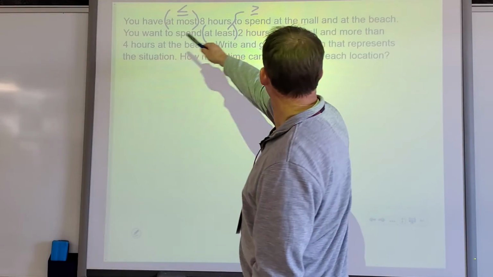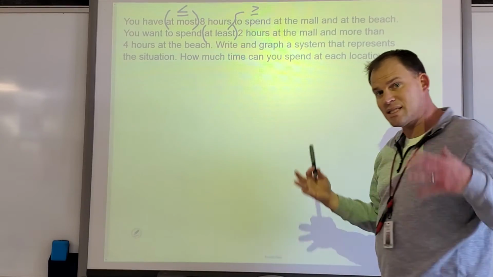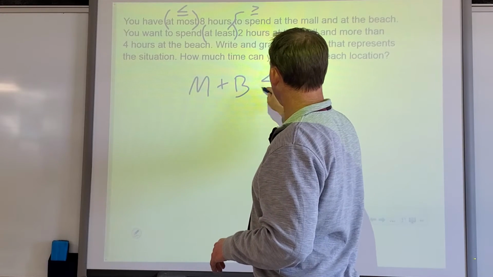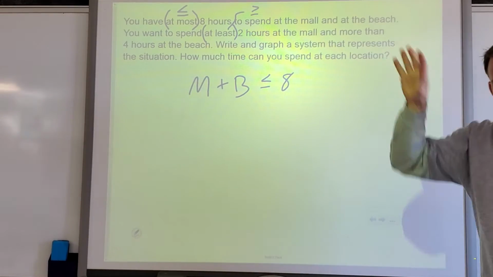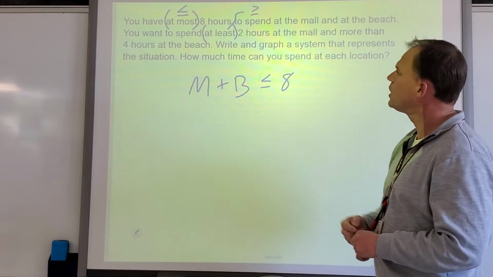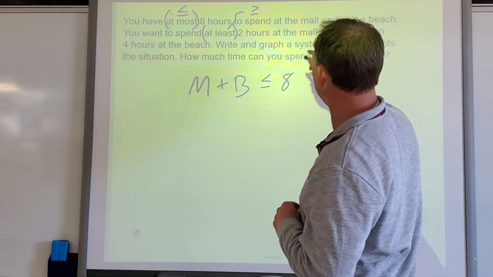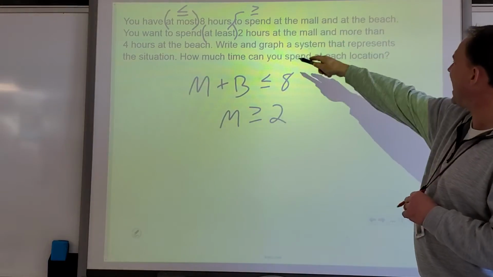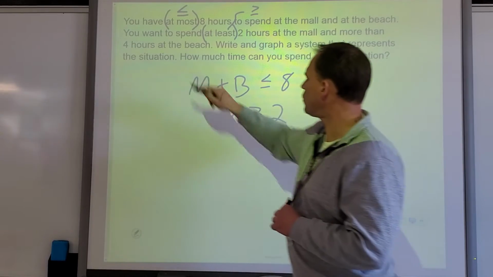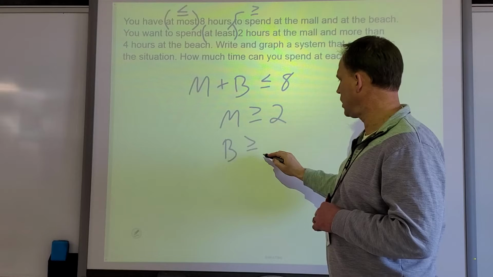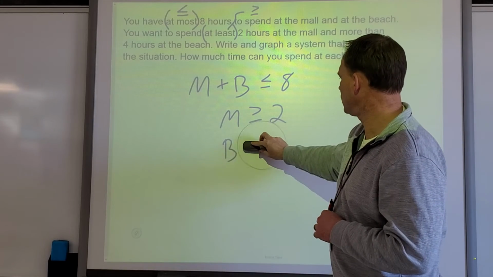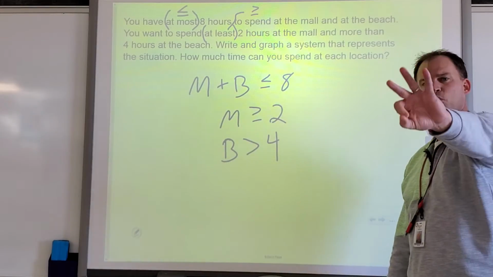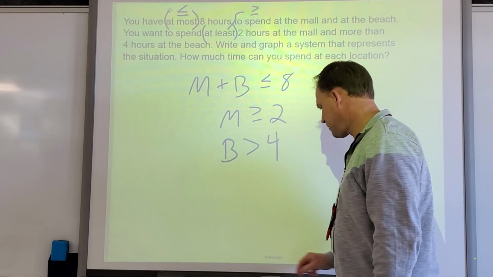So, you have at most 8 hours to spend at the mall and the beach. And so that's together. So right now, I've got mall plus beach is less than or equal to 8. First sentence tells me that equation. You want to spend at least 2 hours in the mall. So that's greater than, so mall is greater than or equal to 2. And more than 4 hours at the beach. So the beach is more than, it doesn't say equal to, it just says more than 4. So now I've got 3 equations. That's fine.